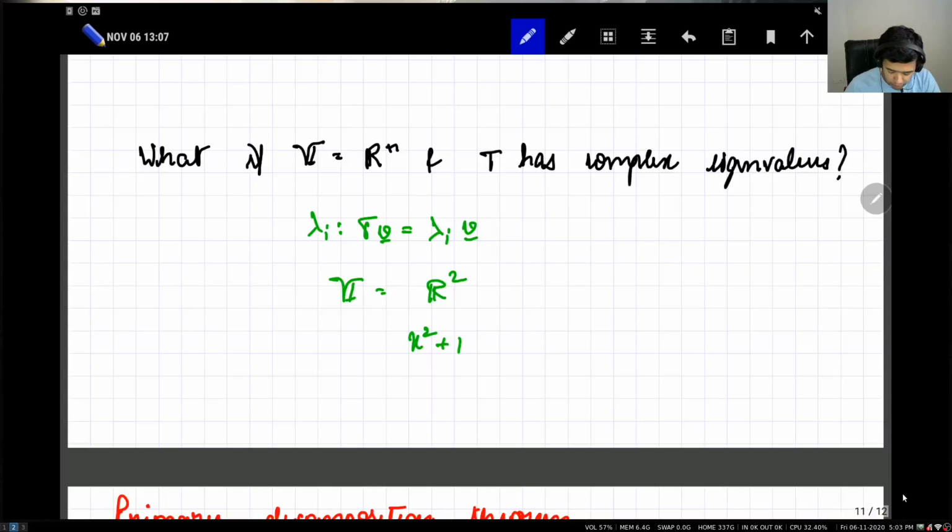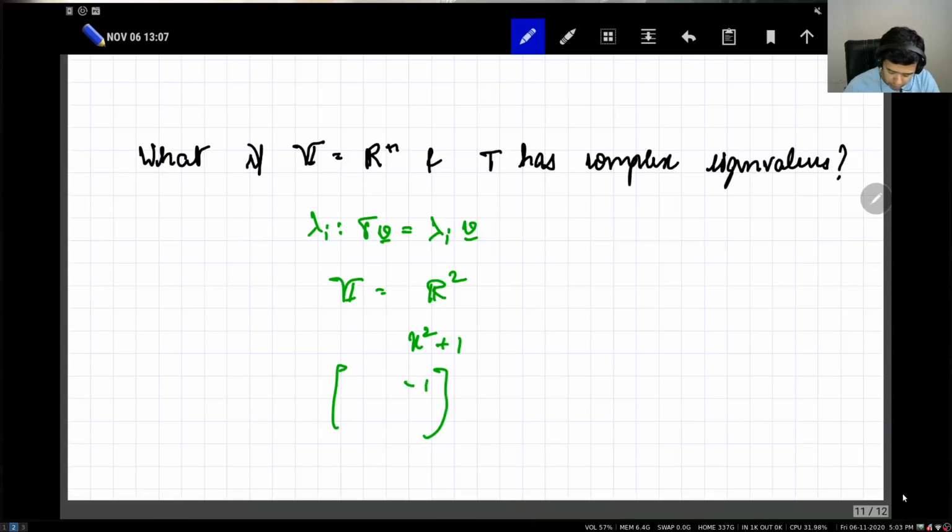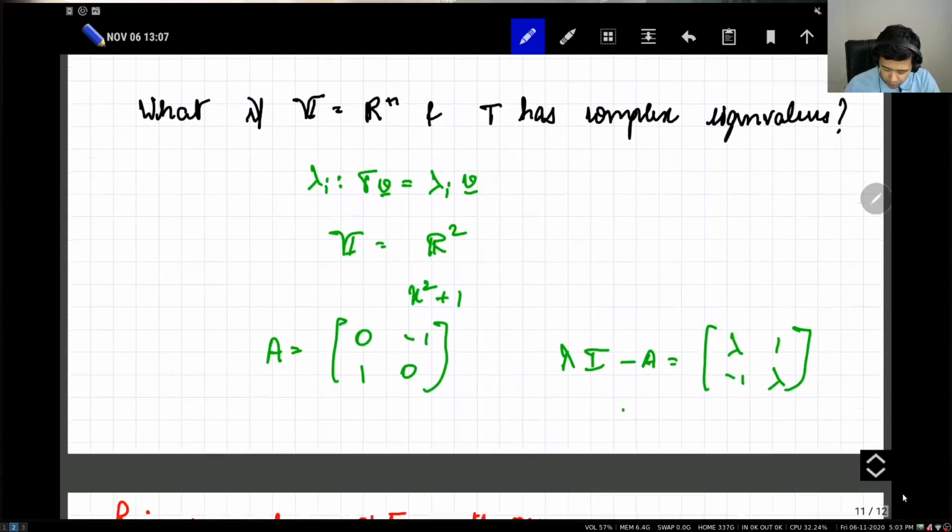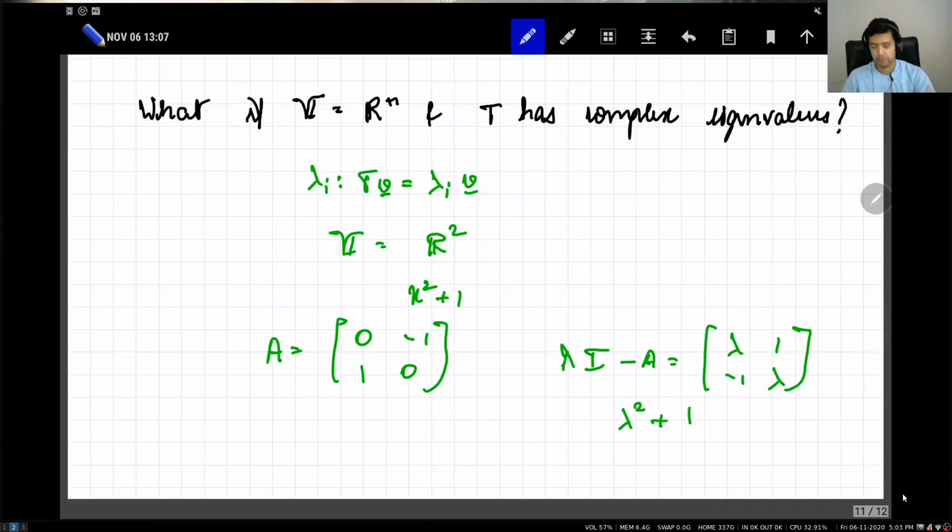In particular, you can try the following. Let's take a matrix which has this characteristic polynomial. So I guess this should do it, right? If we take A to be equal to [0, -1; 1, 0], then lambda I minus A is [lambda, 1; -1, lambda], and therefore the characteristic polynomial is going to be lambda squared plus 1, right? And I encourage you to actually prove that over Rn you cannot diagonalize this particular matrix A.